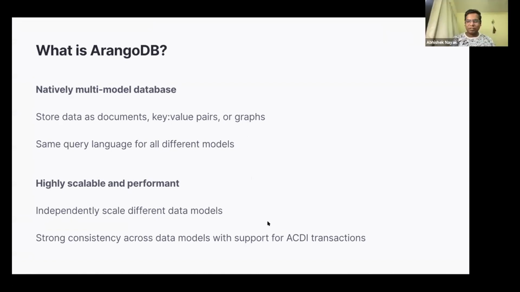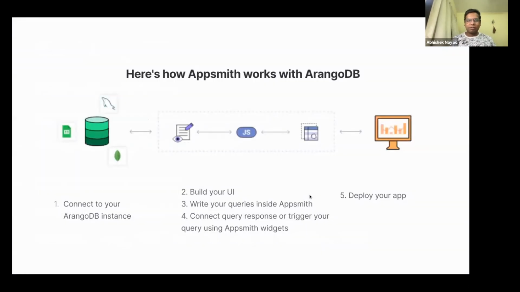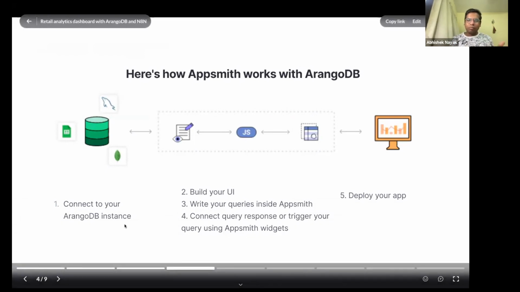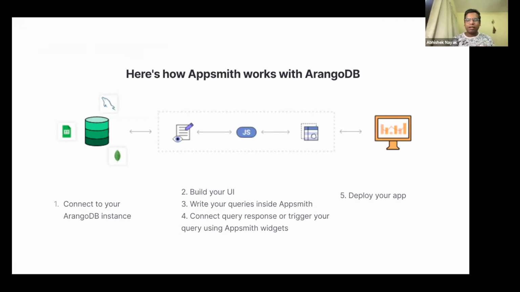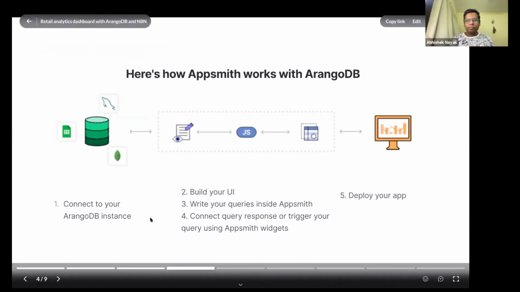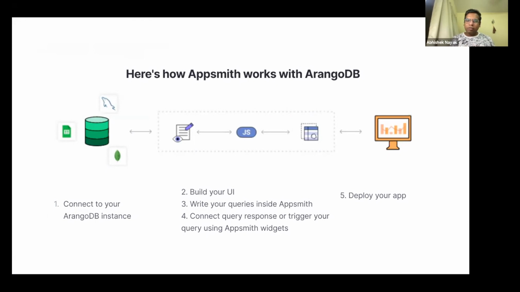All right, awesome. So let's talk a bit about how we are going to be using AppSmith today. First, we're going to connect to an ArangoDB instance inside AppSmith, and we'll show you that. Then we'll go ahead and build our UI. Then we're going to write ArangoDB queries inside AppSmith itself because we have a native query editor. Then we are going to connect query responses to AppSmith widgets, or trigger a query using another AppSmith widget, like a button or a table selected row property. And after we are done with that, we are simply going to deploy the application.